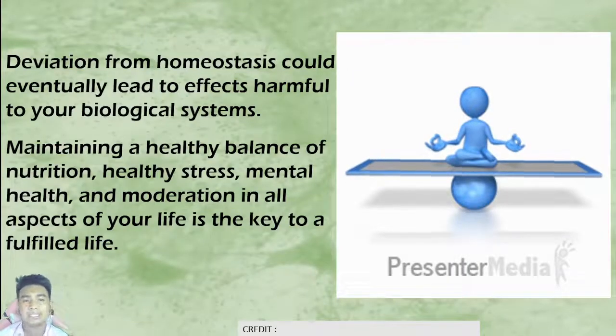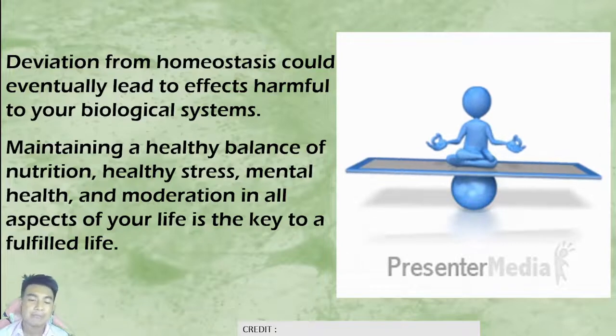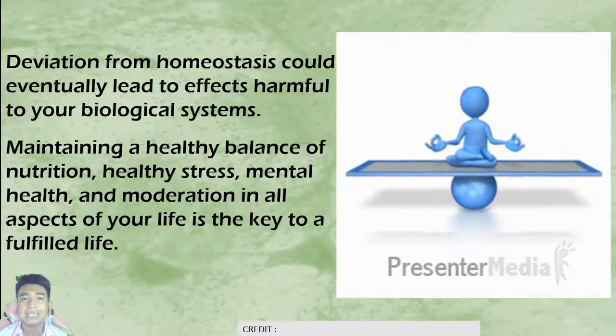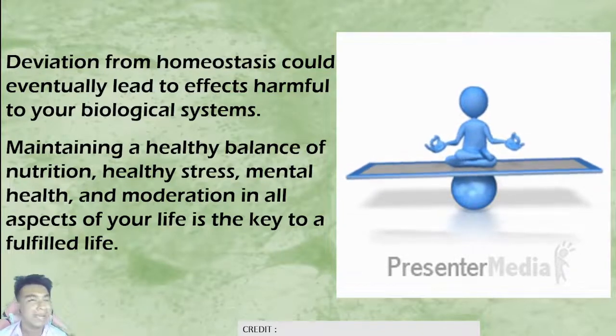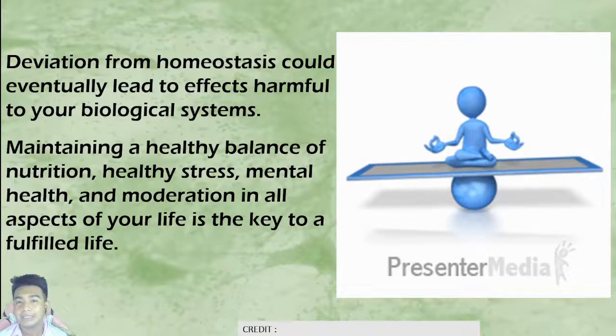Deviation from homeostasis could eventually lead to effects harmful to your biological systems. It may lead to situations that your body cannot handle anymore, and it can result to your sickness, complications, and even death. Maintaining a healthy balance of nutrition, healthy stress, mental health, moderation in all aspects of your life, even moderation itself, is the key to a fulfilled life, even biologically.